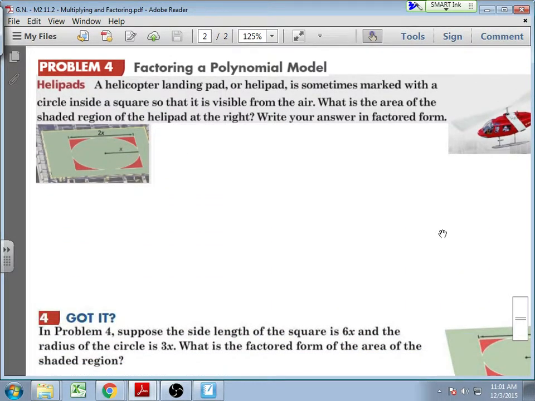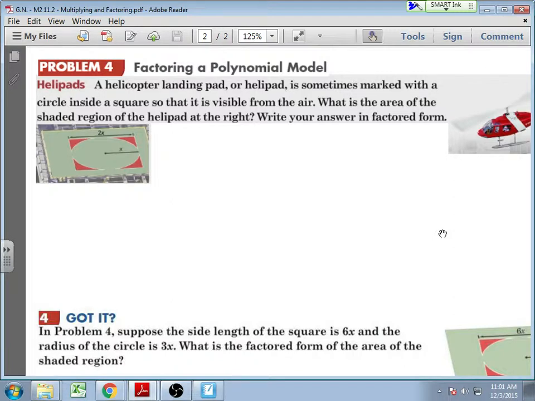Here is why we do things like this. A helicopter landing pad is sometimes marked with a circle inside a square so it's visible from the air, because you've got to land in the circle. It's like the reinforced part of the roof, but the square will help you see it. What is the area of the shaded region of the helipad? Write your answer in factored form.